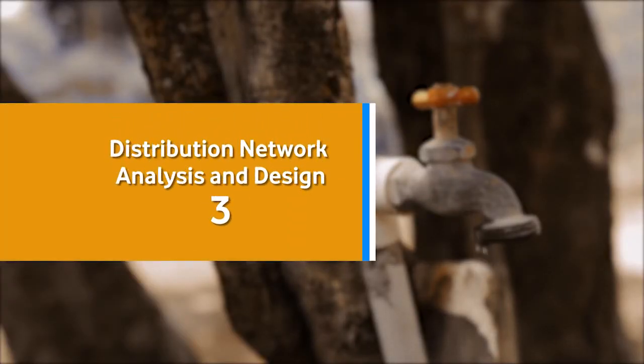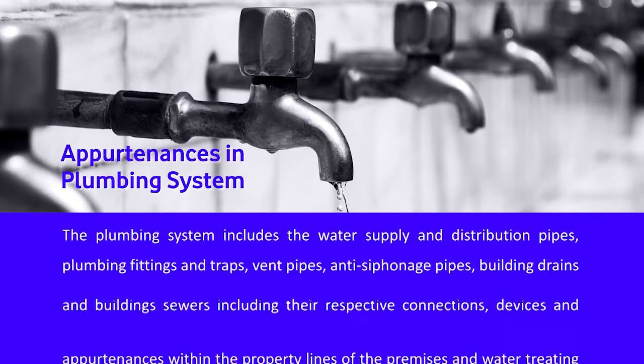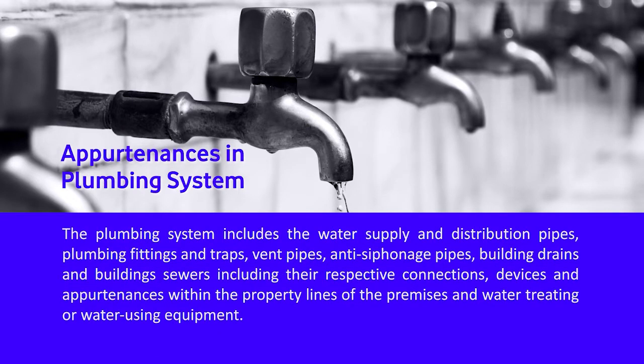Today we will discuss distribution network analysis and design, part 3. Appurtenances in plumbing system. The plumbing system includes the water supply and distribution pipes, plumbing fittings and traps, vent pipes, anti-siphonage pipes, building drains and building sewer, including their respective connections, devices, and appurtenances within the property lines of the premises, and water treating or water using equipment.